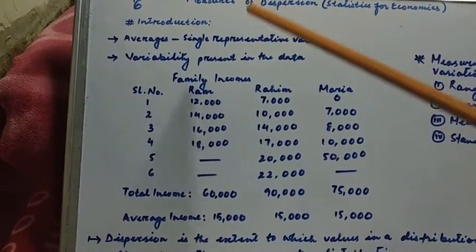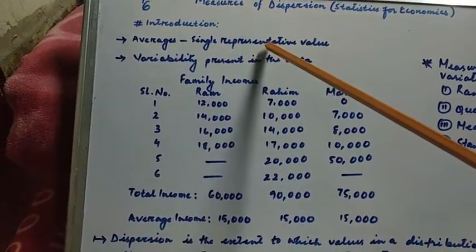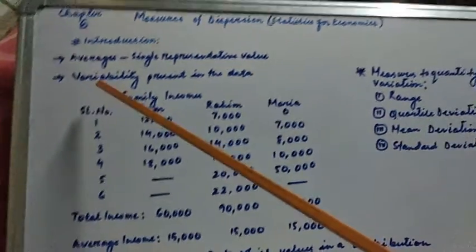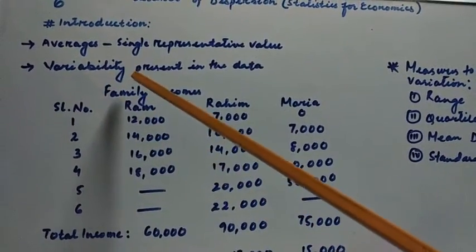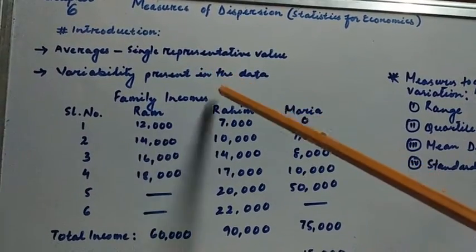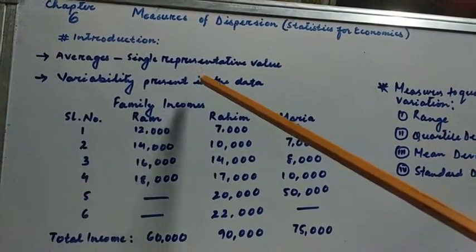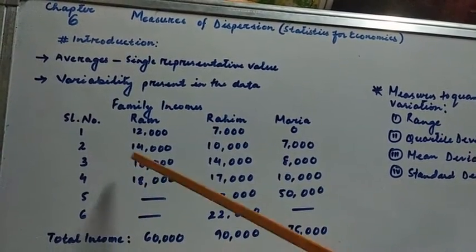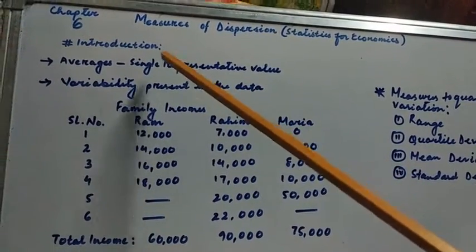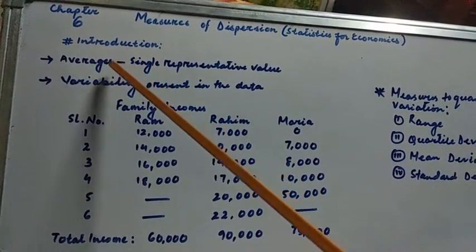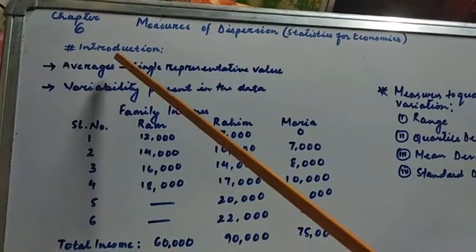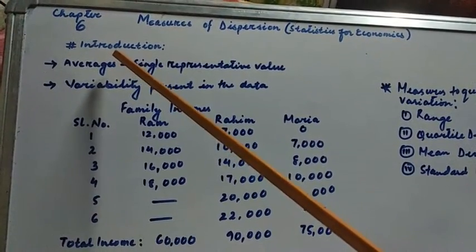However, that single representative value does not reveal the variability that is present in the data. How much is the difference between the smallest and the largest value is not given when you calculate the averages. So that is the weakness of averages.